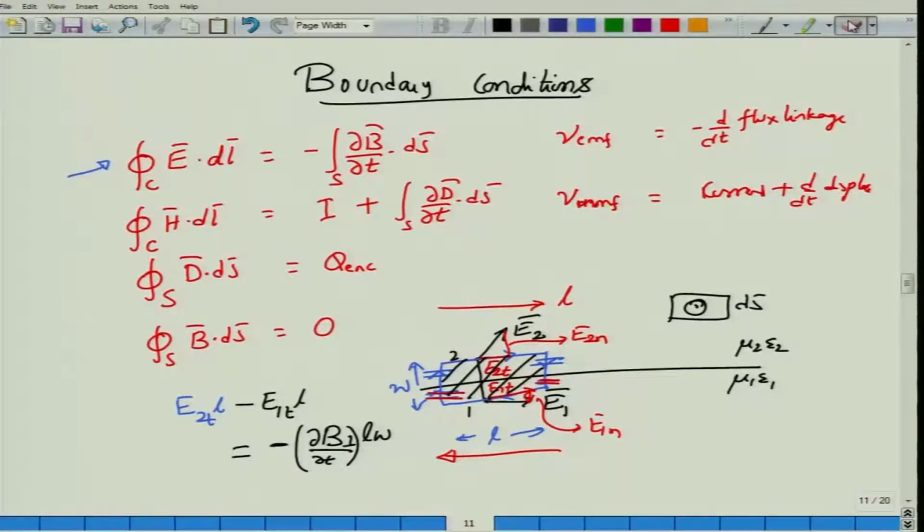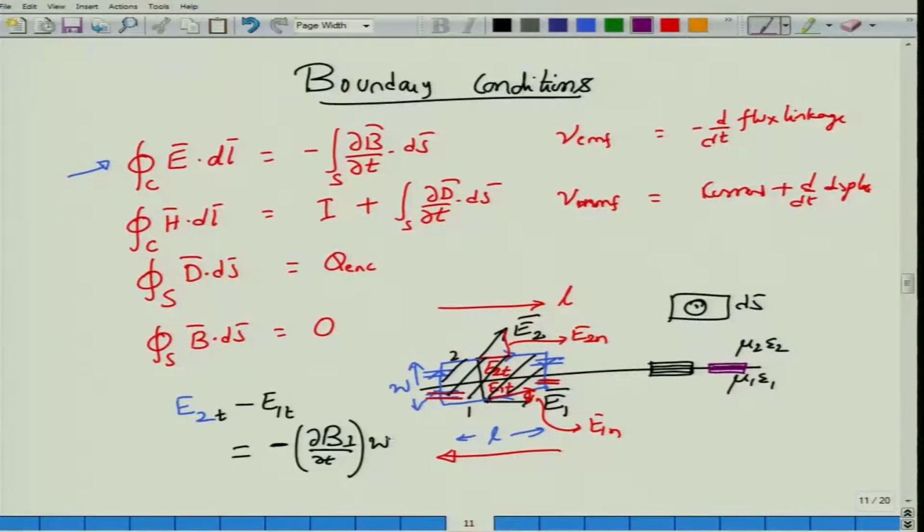What I do is I divide by L on all sides. So when I divide by L on all the sides, what I obtain is that E2 tangential minus E1 tangential should be equal to minus del B1 by del T times W. Now what I do is I shrink this path going to 0. So I shrink this path, eventually in the limit of W going to 0, I obtain the fields above and just below the path.